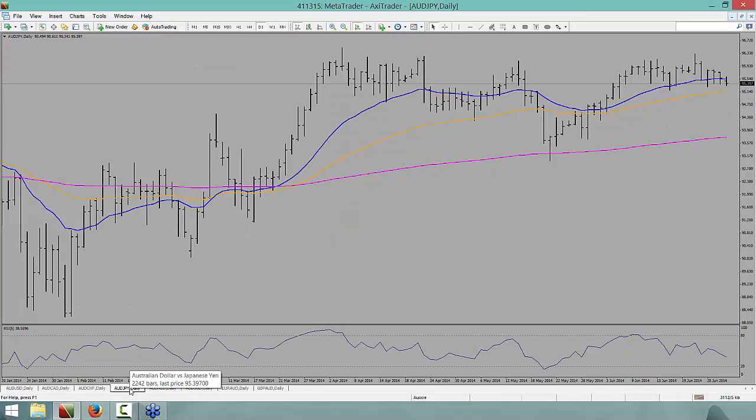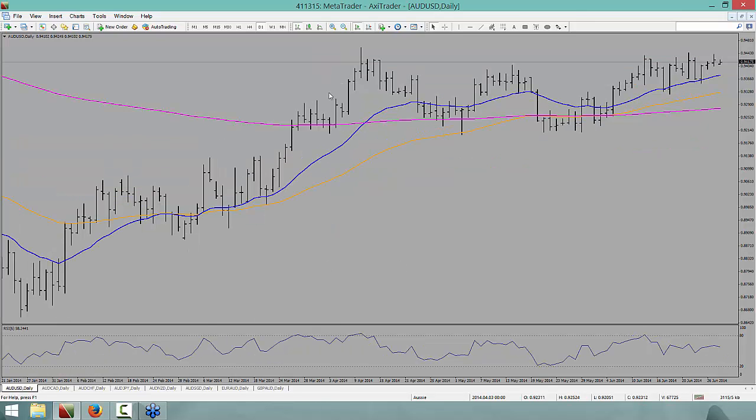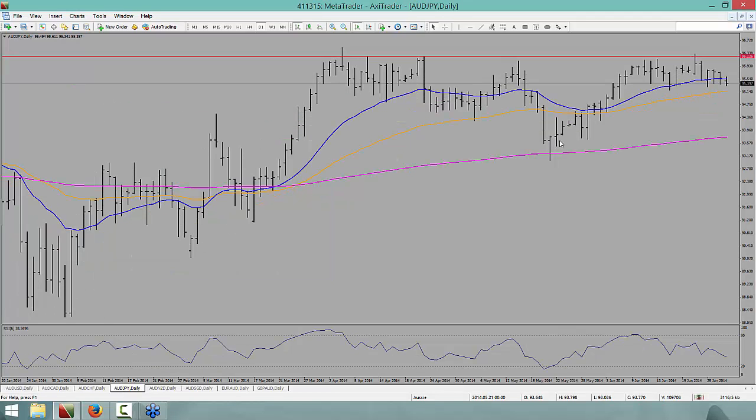Aussie Yen is also doing a phase 2, but it's really failed to push on through that level there, the 96.20 area, and you can see it struggling to get through the horizontals in a lot of the pairs that we're looking at on the Aussie. I'm not sure if I'd want to buy into the Aussie at this point. I think I'll be leaving that alone.